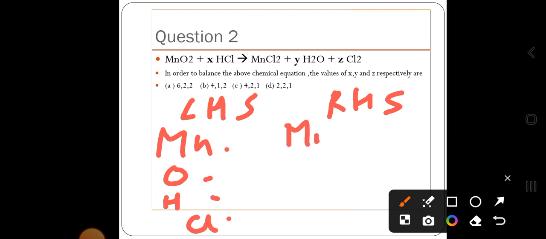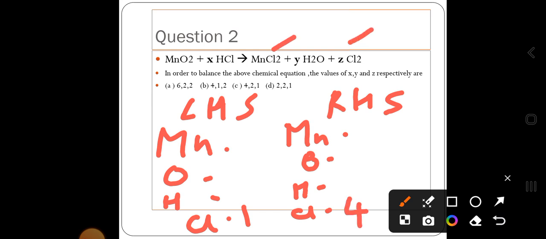Here also we have Mn, oxygen, hydrogen, and Cl. So first, let's start with chlorine. If I say chlorine, look at the right side. On the left side I have one chlorine, and on the right side I have 2 plus 2, 4 chlorine. So definitely it's not balanced. So what I will do is I will give X 4, so it becomes 4 chlorine on the left hand side and 4 chlorine on the right hand side.